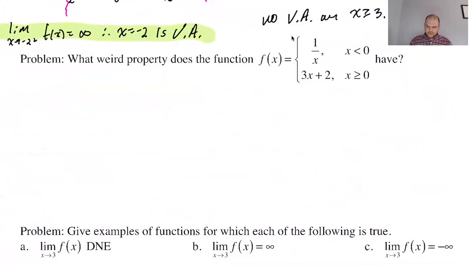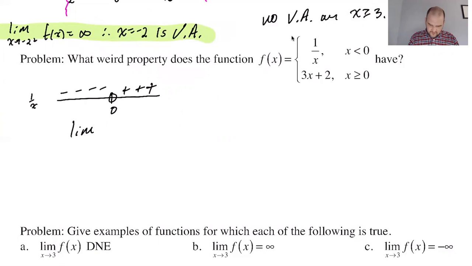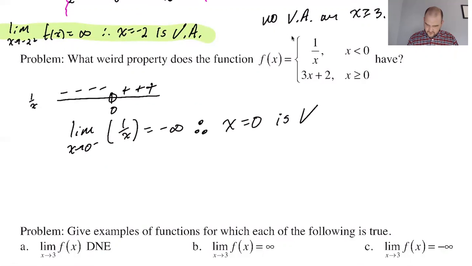All right, let's see. What weird property does this thing have? All right, so let me investigate 1 over x, right? So I'm just going to say this 1 over x. There's a 0 in the denominator there. I'm only interested in x being less than 0. So I kind of know this is going to be a vertical asymptote because it's 0 in the denominator that's not also a 0 in the numerator. So it's going to go negative, positive. I just want to justify it, right? So the limit as x approaches 0 from the left of 1 over x is negative infinity. Therefore, x equals 0 is a vertical asymptote.